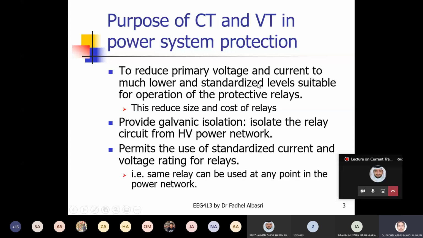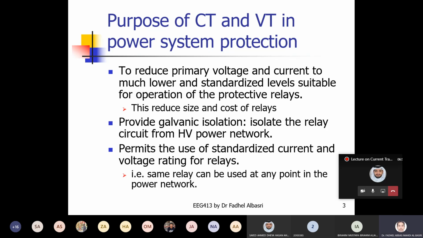And why is it standardized? Because if it's not standardized, each manufacturer will produce a CT that has a different output, and as a result the relay also has to cope with these different designs. However, if it is either 5 or 1 for current transformers, this is the expected output. I can design a relay that is expected to handle this level of currents, okay? So standardization also reduces the spare parts that you have to keep in your systems, and the cost of manufacturing is less, and so forth.